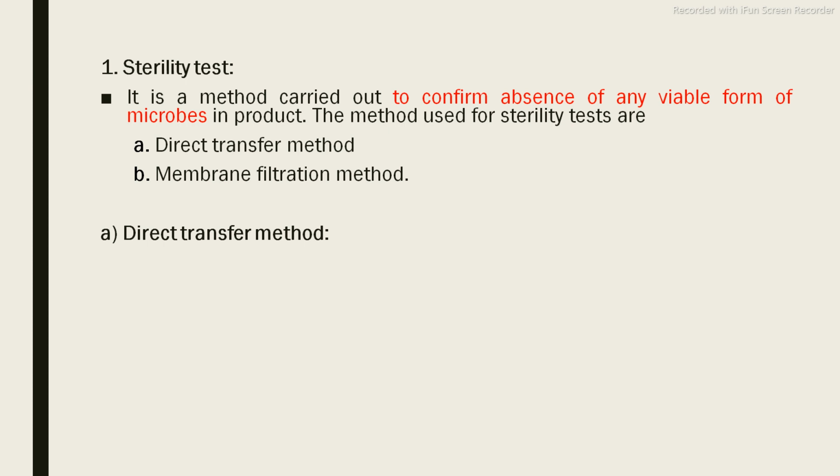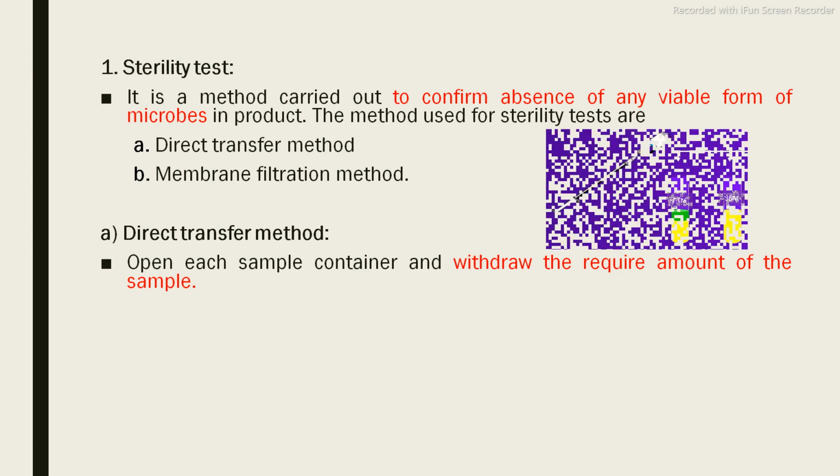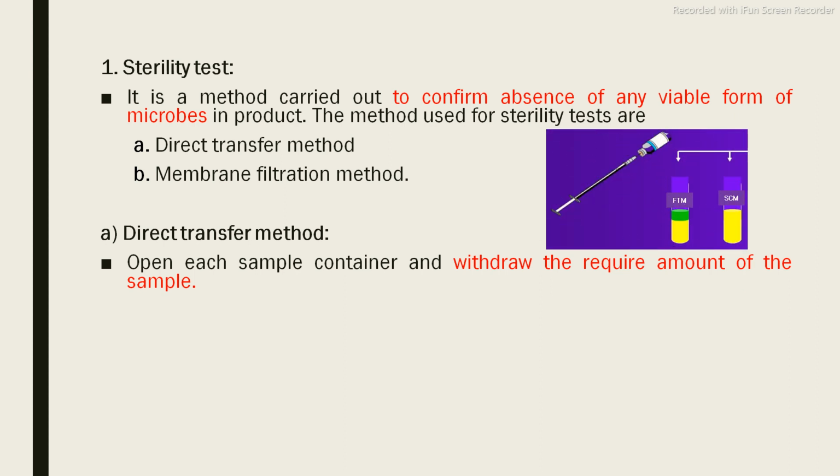Let us discuss the first one, that is the direct transfer method. In this method we draw the required amount of sample. If you are having any ampoules or vials, whatever it may be, take the required amount of sample. You can see in this image we are going to insert the needle into a vial, and we are going to take the required amount of sample.